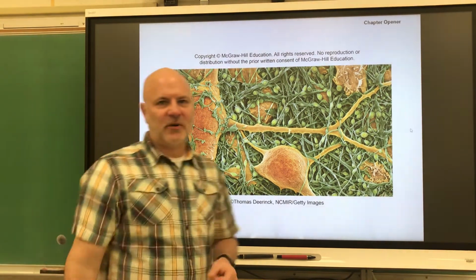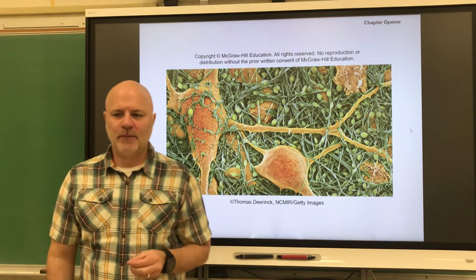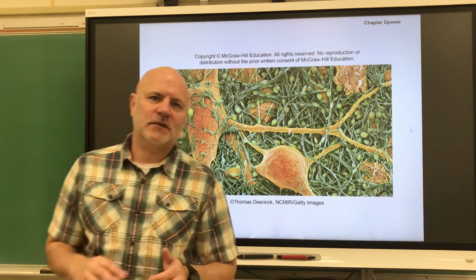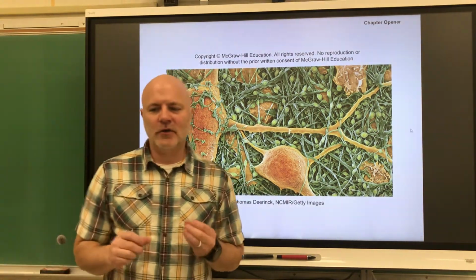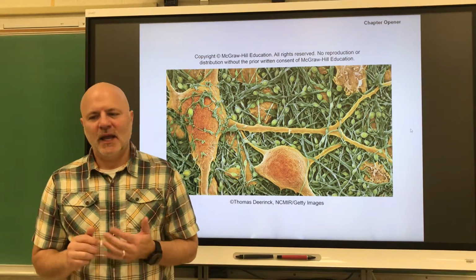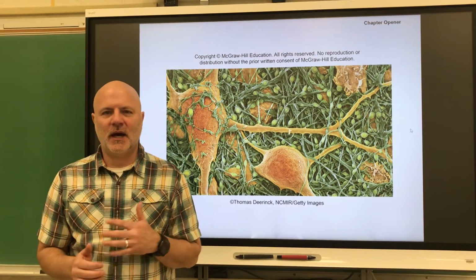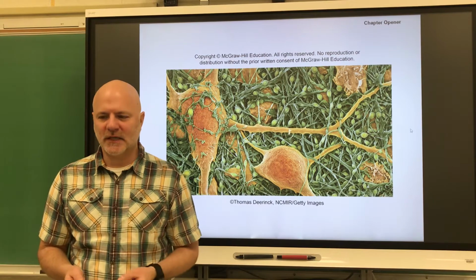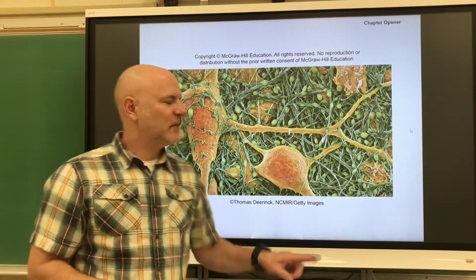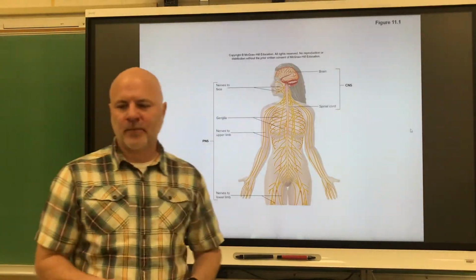All right, we're going to start chapter 11 in 157. So chapter 11 deals with the nervous system. The nervous system coordinates our body functions to help us maintain homeostasis. So let's take a look at some general information of the nervous system.